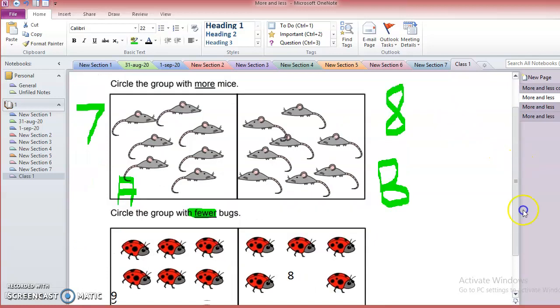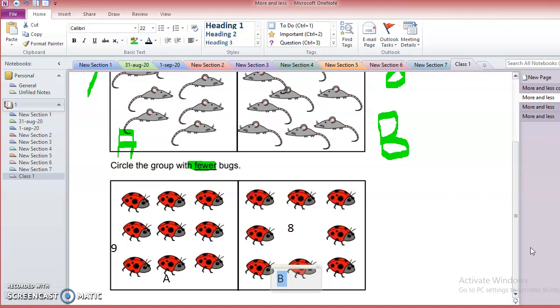Same for bugs. Here you need to find out which group is having fewer bugs, A or B. You will start counting first. In group A these are 9: 1, 2, 3, 4, 5, 6, 7, 8, 9. And in group B these are 8: 1, 2, 3, 4, 5, 6, 7, 8. So you will say, sir, 8 is less than 9. Fewer means you need to check which is having less bugs. Because group B is having 8 and 8 is smaller than 9, 8 comes before 9. So you will say, sir, group B is having fewer bugs than group A.